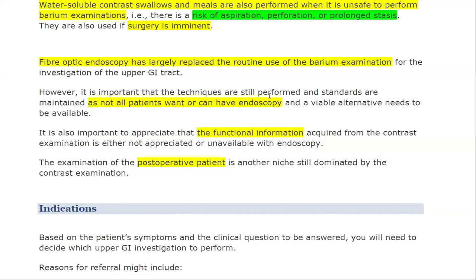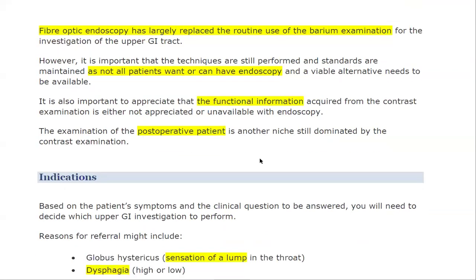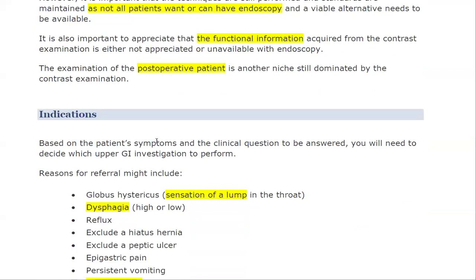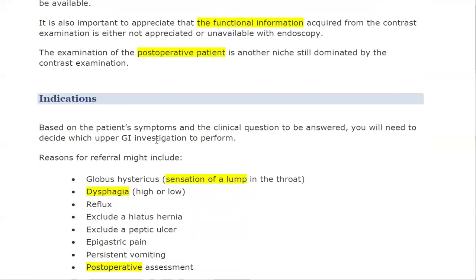It's important also that if you want functional information, you will use contrast media in your swallow examination to assess the function. So if the question is asking about the function, it's not endoscopy, it's not CT, you need to use a swallow. Post-operative patients also will need this investigation to examine any risk of contrast extravasation.